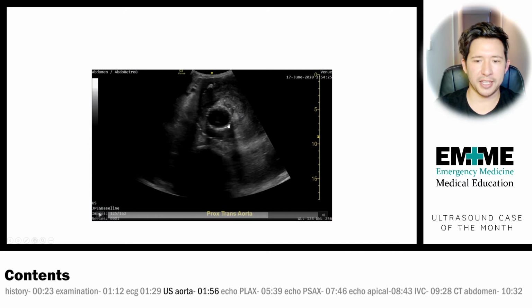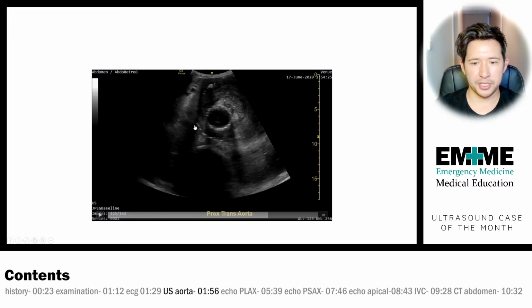Now, usually the first structure in front of the spine is the aorta, and there is something here which looks like a kind of walled vessel. You can see a bright white circle there with some black stuff in the middle, and that at first glance might look like his aorta, but it's actually not.